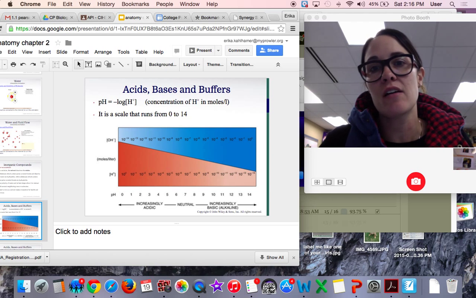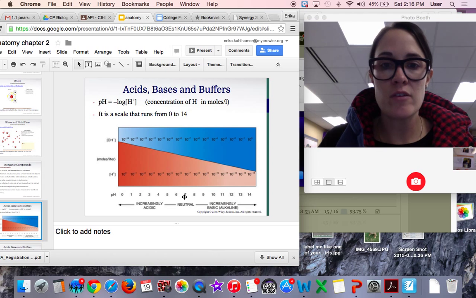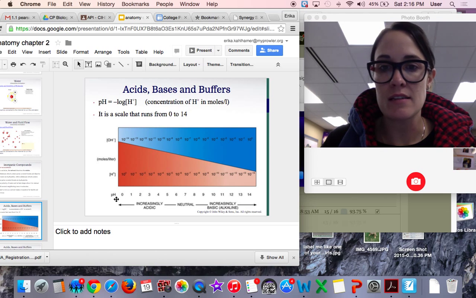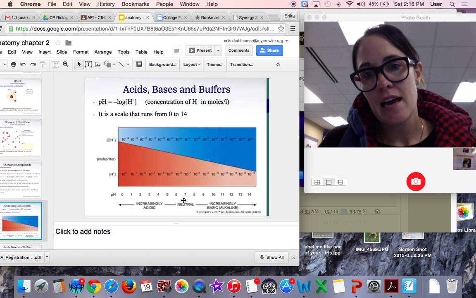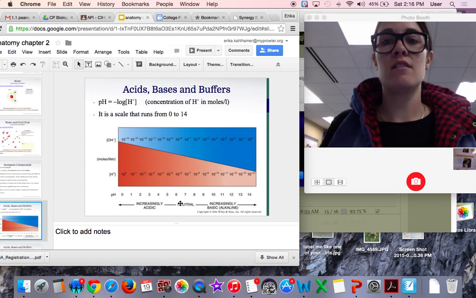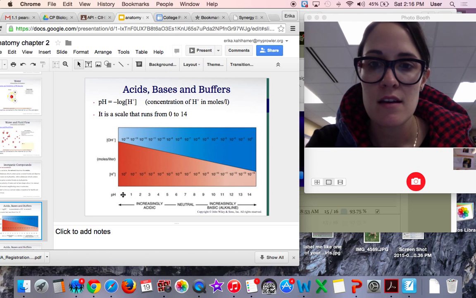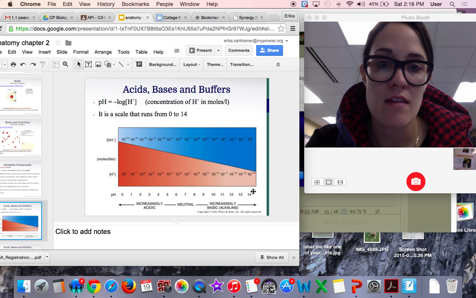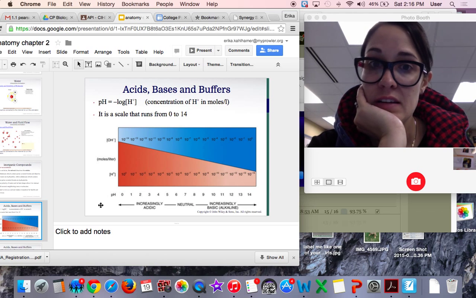The pH scale. It's a scale that runs from 0 to 14, 7 being neutral, less than 7 being acidic, more than 7 being base or alkaline. And you can see on the scale that the closer you get to 0, the more acidic it is. So a pH of 1 is less acidic than a pH of 0, and a pH of 14 is more of a base than a pH of 13.